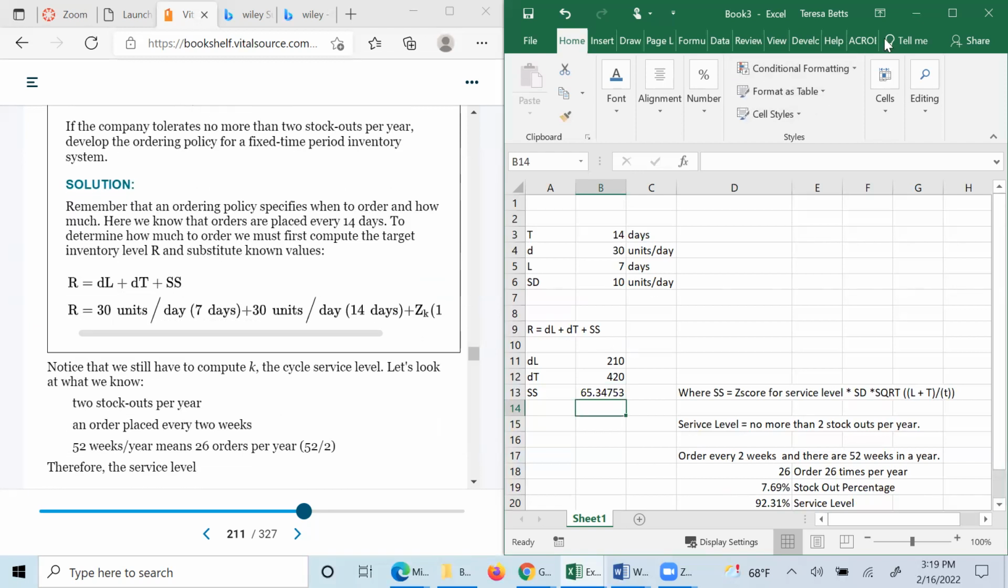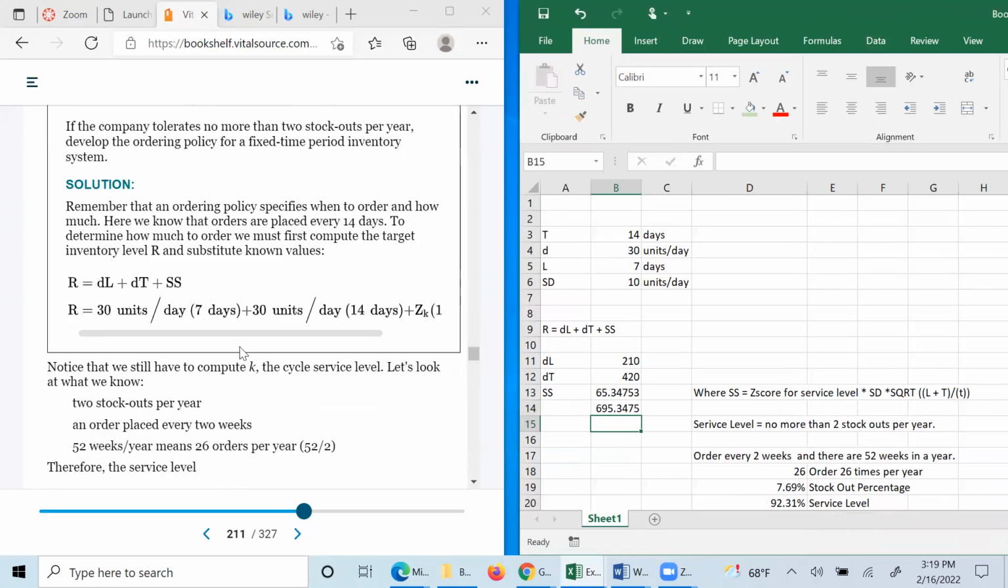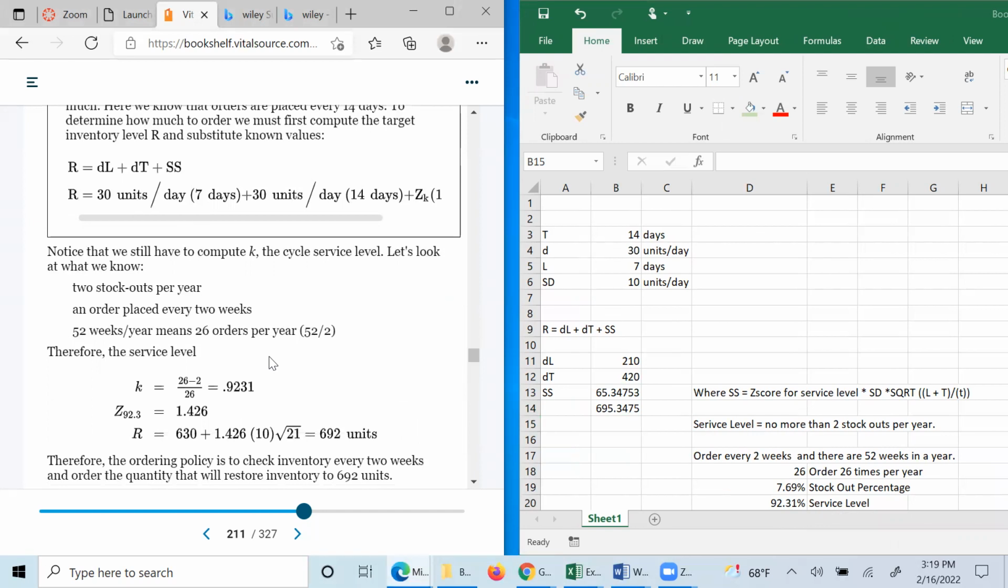And so when I then sum these up to get to the amount that I should order in order to achieve this 92.31% service level, we're saying it should be 695.35. Let's see how we did here. Yeah, so that's going to be close enough.